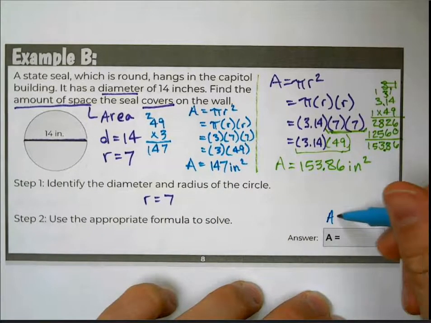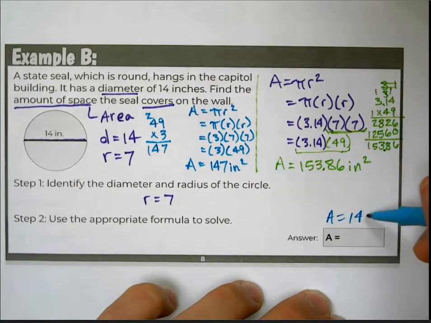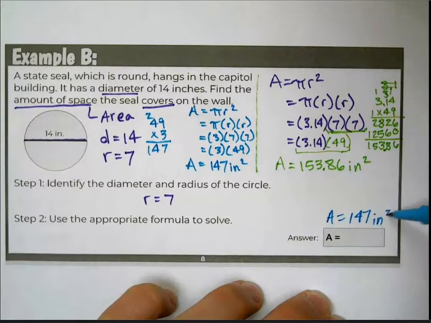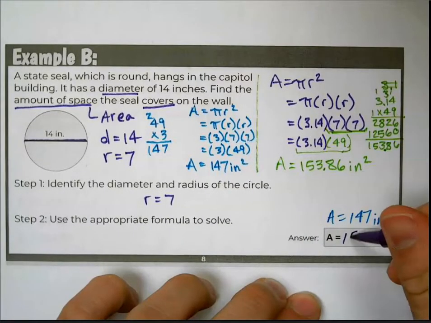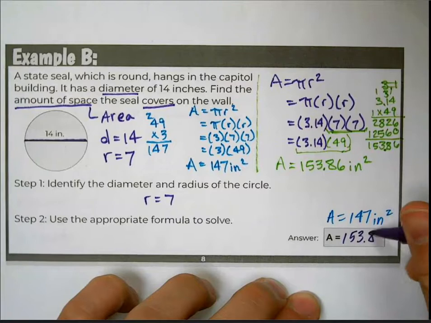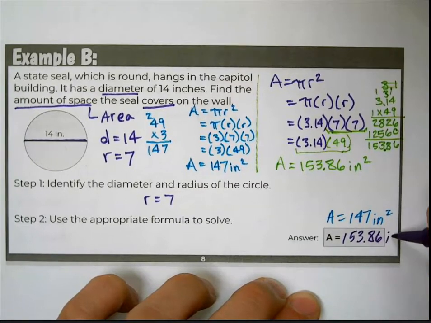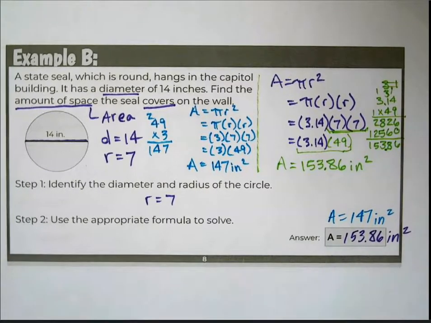So my area is either 147 inches squared, I will accept that answer, or 153.86. I will accept that answer. So, go ahead and do the your turn on your own. Again, you can use 3 or 3.14. I know the answer both ways, so I will accept either answer. Go ahead.